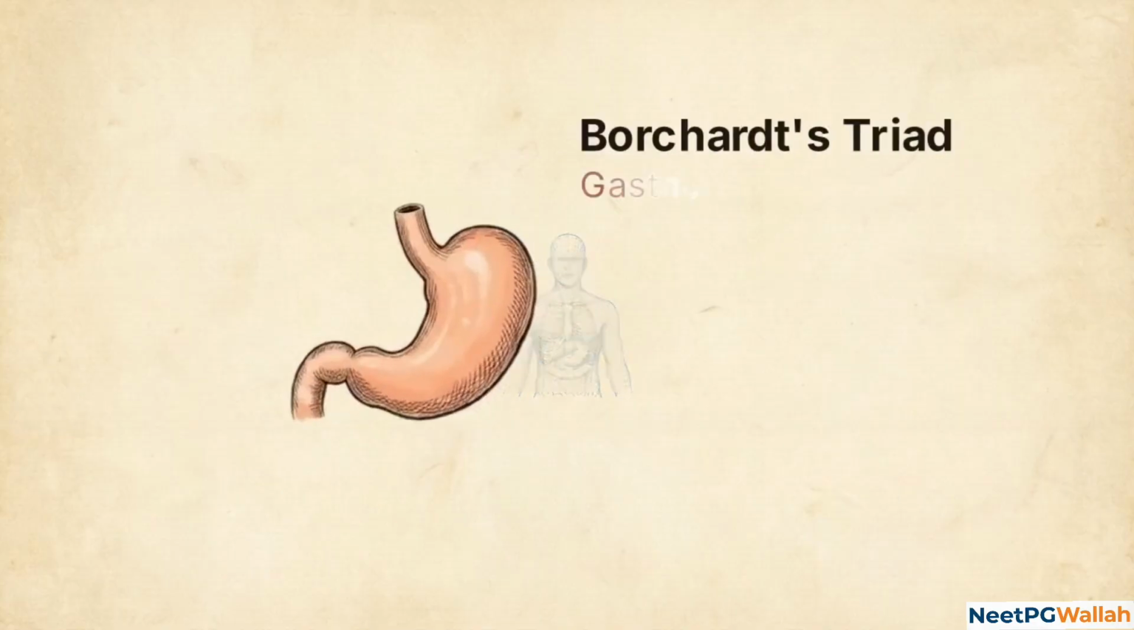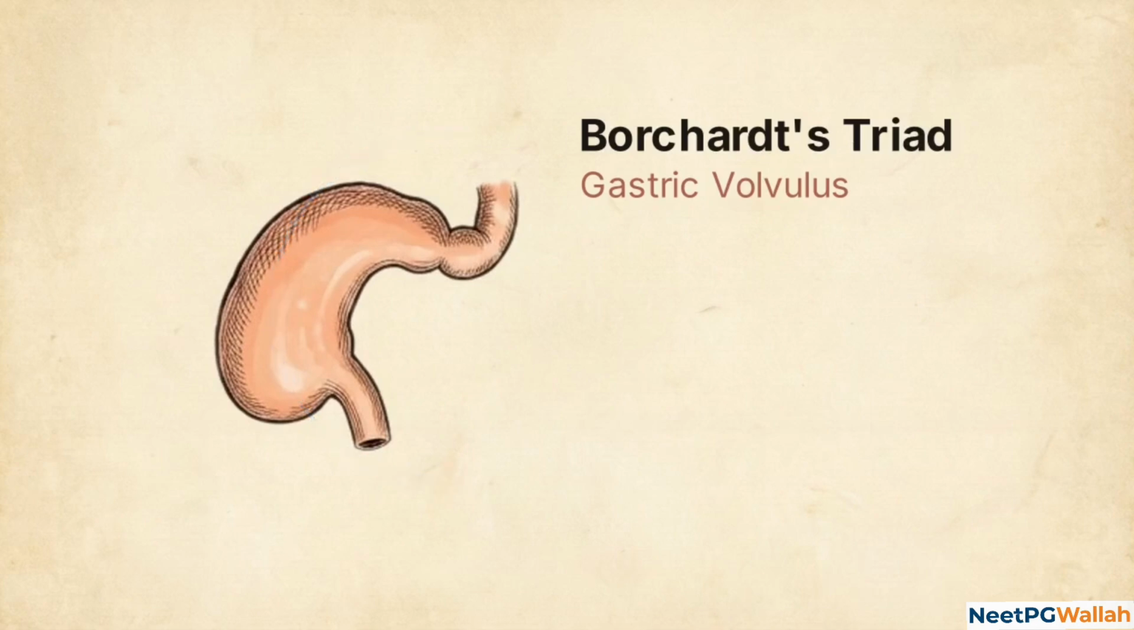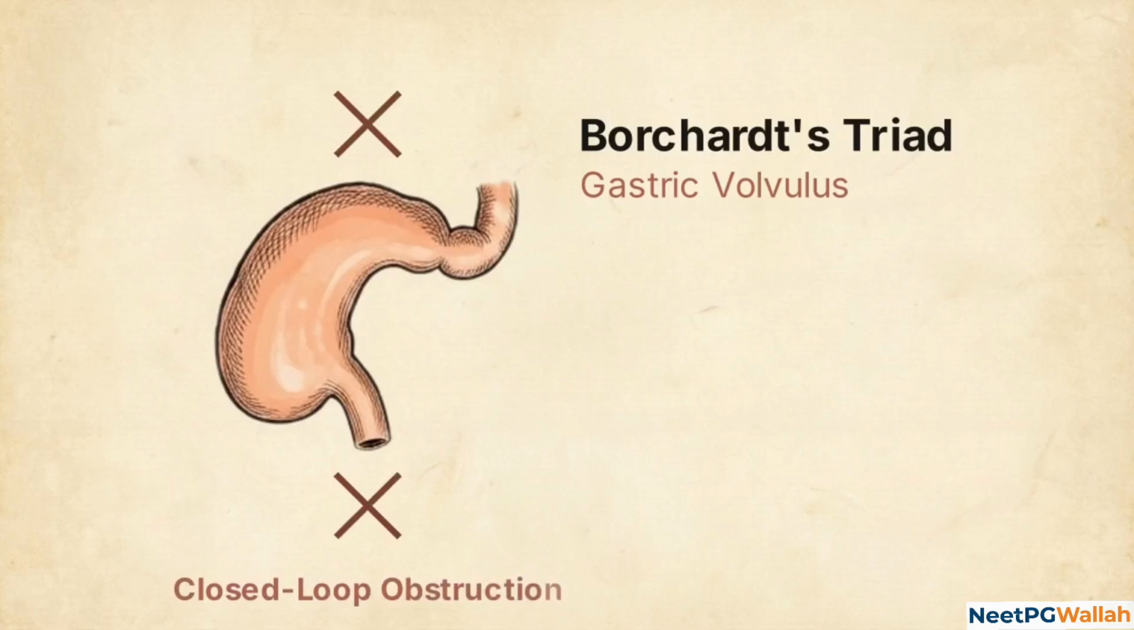We shift the anatomical focus downward from the biliary tree to the stomach to evaluate acute upper gastrointestinal emergencies. The dominant framework here is Borchards' triad, which serves as the hallmark of gastric volvulus. Gastric volvulus is a mechanical emergency where the stomach physically twists on its own axis, creating a closed-loop obstruction. A closed-loop obstruction is a blockage occurring at 2 distinct points, completely isolating a segment of the bowel or stomach, so nothing can enter or exit.